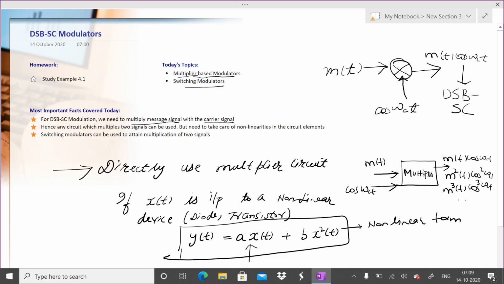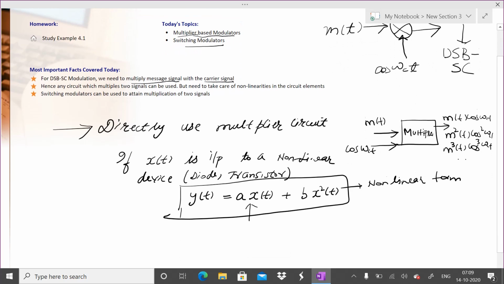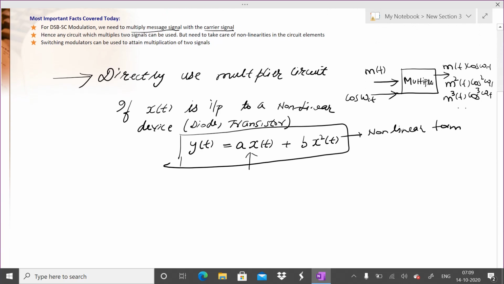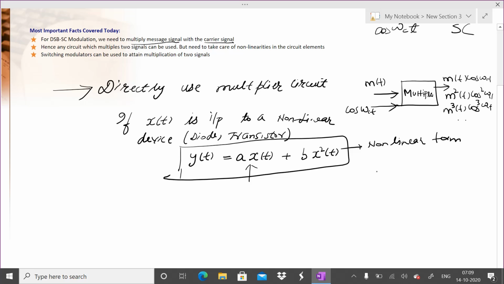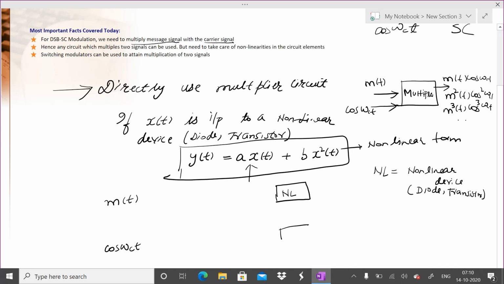There is one way that we can use not just one non-linear device. We will use two non-linear devices in a little bit intelligent way. So let's see, here is one way. I call by NL the non-linear device. It can be any diode or a transistor, any non-linear device. Now you have here m of t, the message signal, and here is your cos omega ct, and instead of one non-linear device you use two non-linear devices, one here and one here.